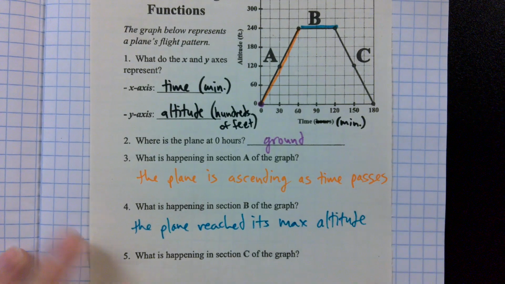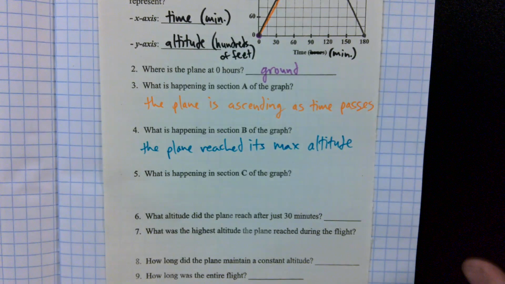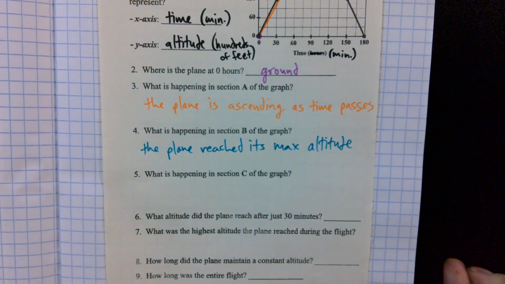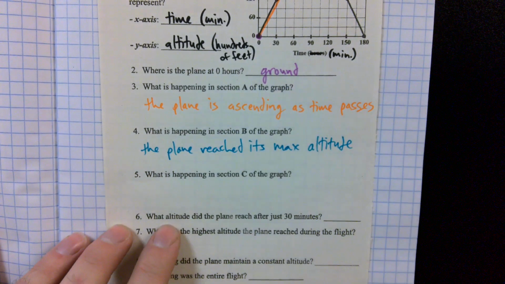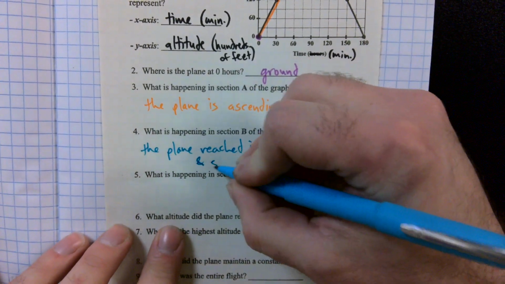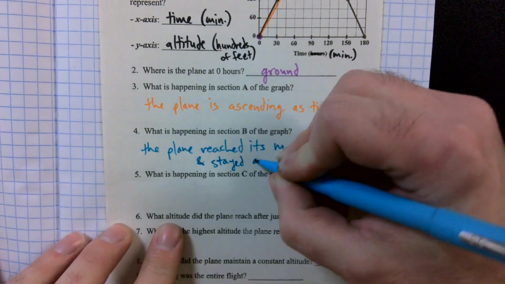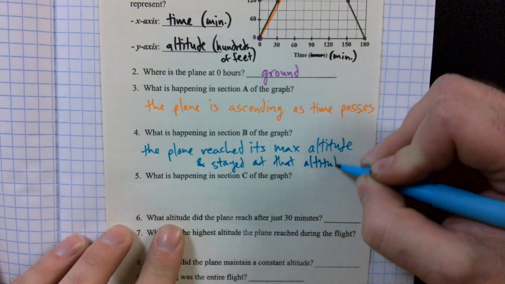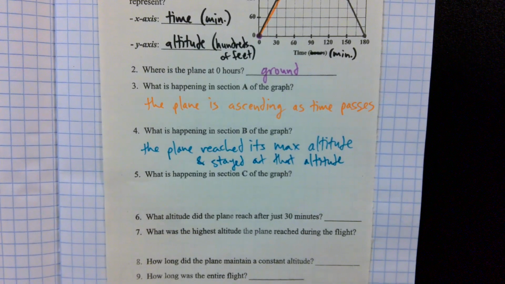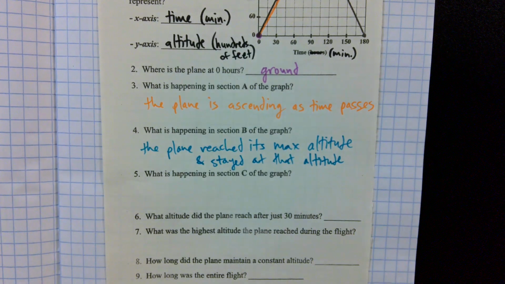You could put this in your own words if you want, right? We're just understanding. There's not necessarily a 100% right, 100% wrong answer. The plane reached its max altitude and stayed at that altitude, or something along those lines. What if it's a paper airplane? Well, if it's a paper airplane, it'll still ascend and then stay, and then we'll see what's going to happen next. Obviously, we know what's going to happen next.